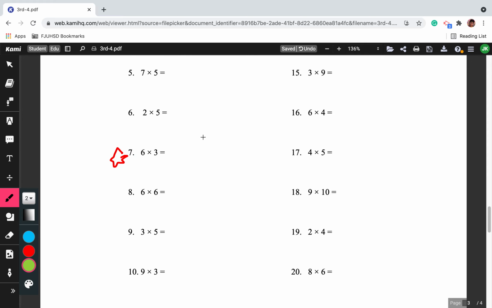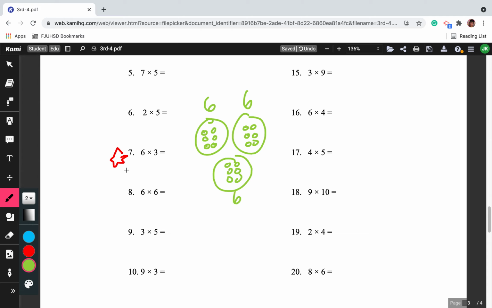Multiplication. Let's draw this out. So let's say there's 3 groups, and then there's 6 dots in each group. And then you count. So 1, 2, 3, 4, 5, 6, 7, 8, 9, 10, 11, 12, 13, 14, 15, 16, 17, 18. Another way to do this is 6 plus 6 plus 6. If you count all of this, it will be 18 dots. And if you add this together, 6 plus 6 is 12, 12 plus 6 is 18.